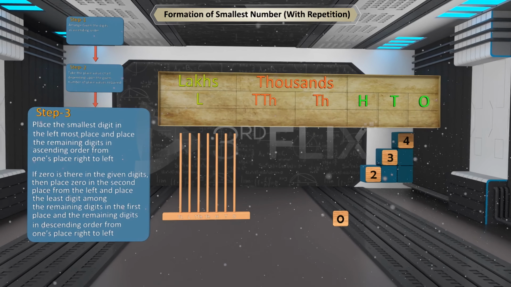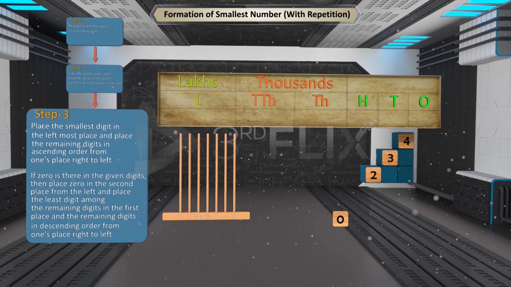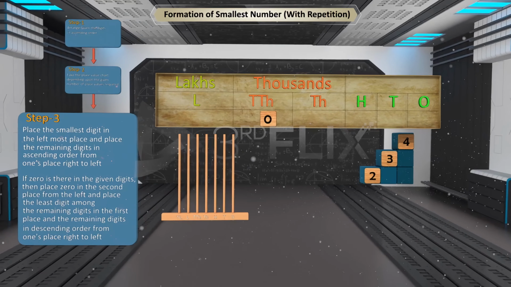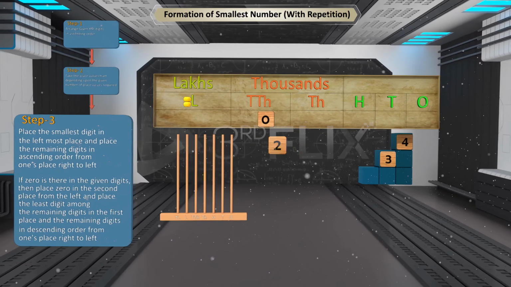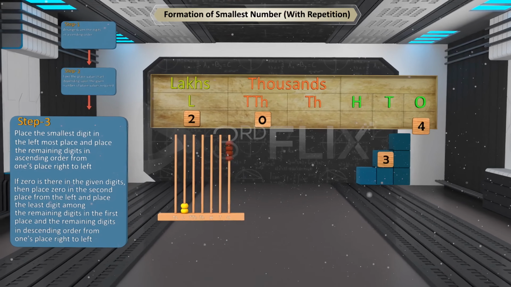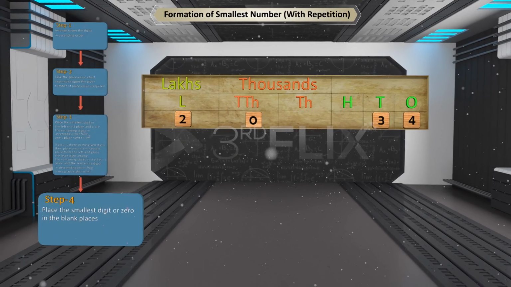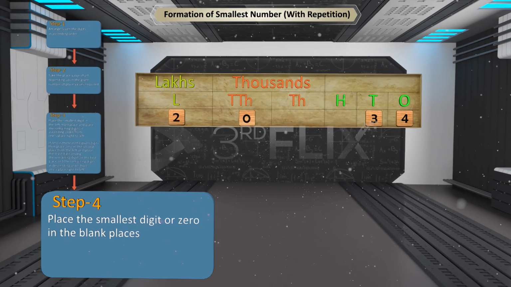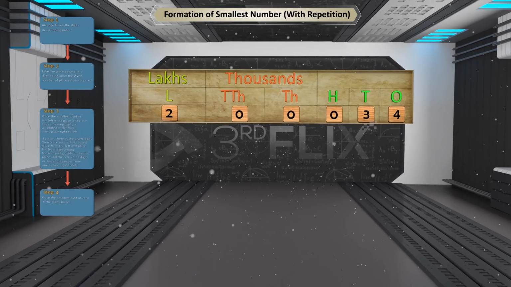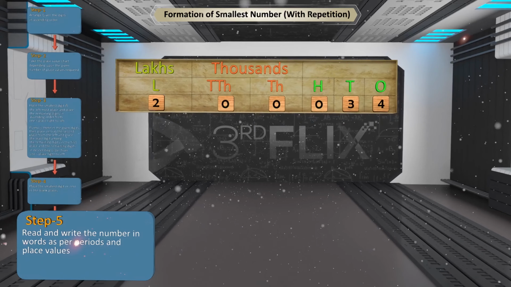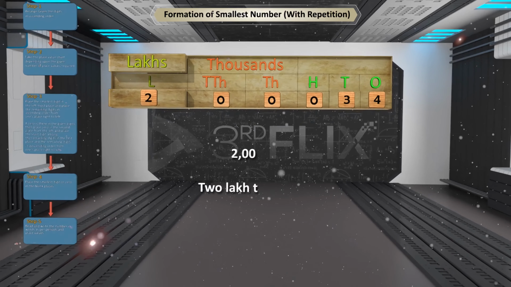Step 3. Place the smallest digit in the leftmost place and place the remaining digits in ascending order from one's place right to left. Step 4. Place the smallest digit or 0 in the blank places. Step 5. Read and write the number in words as per periods and place values. 2,34,000.